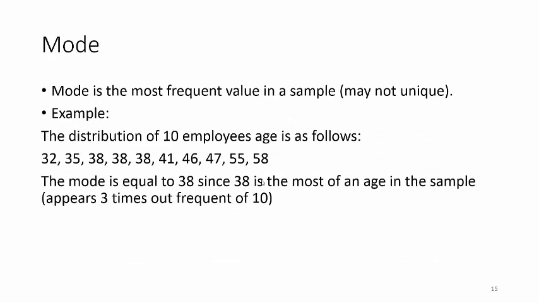Okay, so mode is the most frequent value in a sample. For example, the distribution of 10 employees' ages is as follows. So here the mode is equal to 38, since 38 is the most frequent age in the sample because it appears 3 times out of 10.